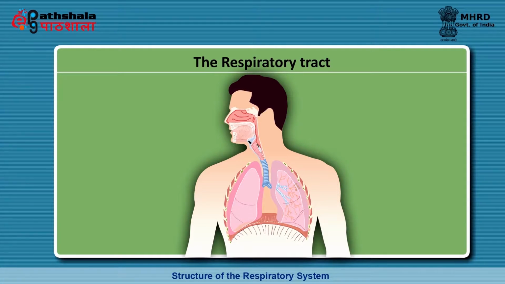From the illustration here, you can see that the respiratory tract begins with the nose and ends with the most terminal alveoli in the lung parenchyma. It consists of the nose or nasal cavity, pharynx, larynx, trachea, bronchi, and finally the lungs. Depending upon its structure and functional anatomy, the respiratory tract is demarcated into two distinct parts.